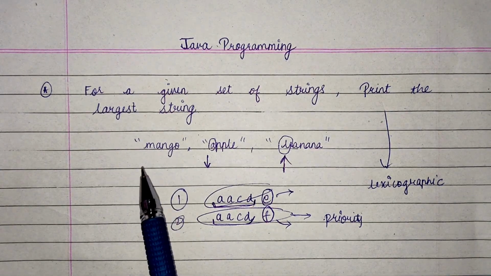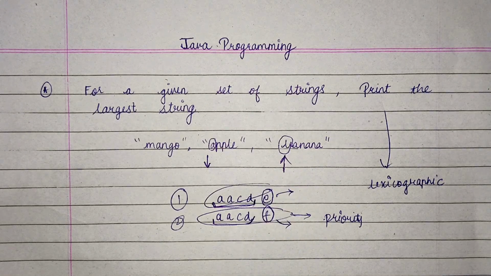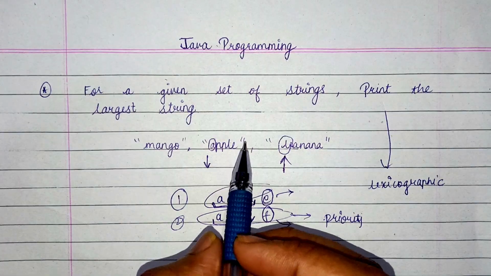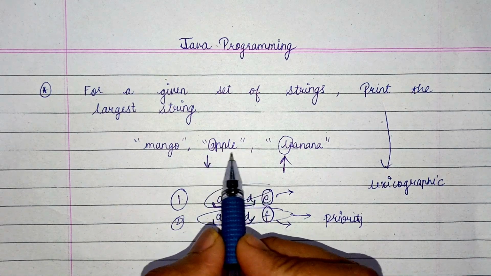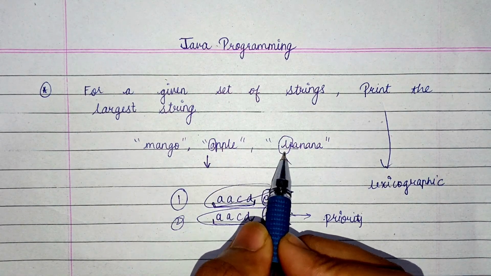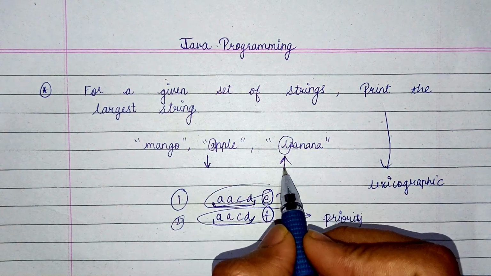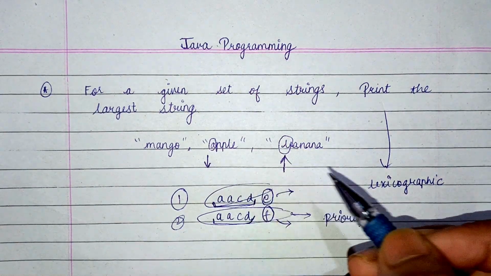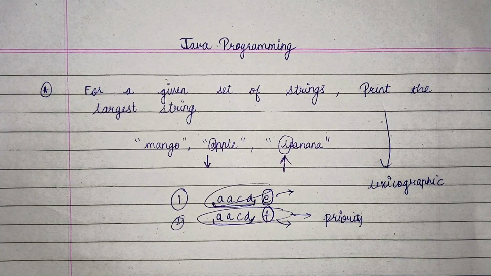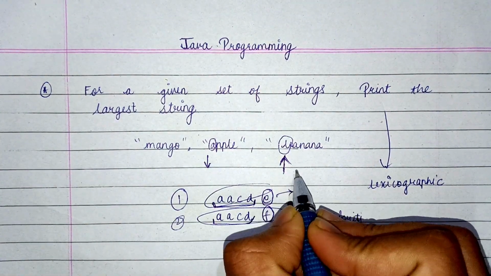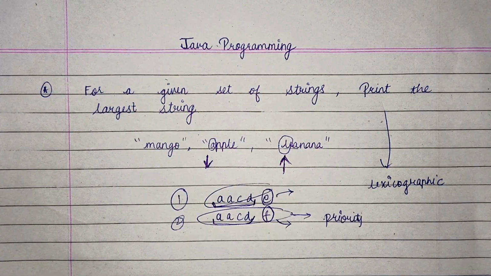So here we have been given a set of fruits, and from that we have to find the largest string through the lexicographic method. In the lexicographic method we have to compare two strings. So let's say A and B, as we have discussed. B comes after A, so B will have higher priority than A. That means banana will be the largest string, with higher priority than apple.